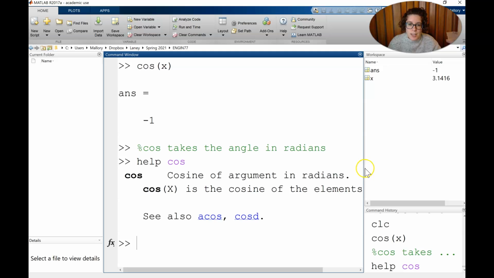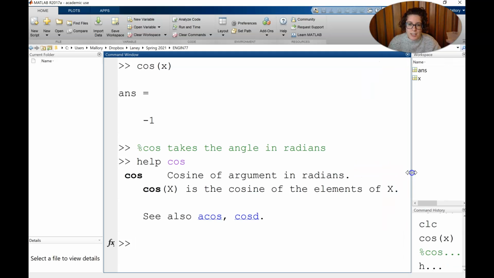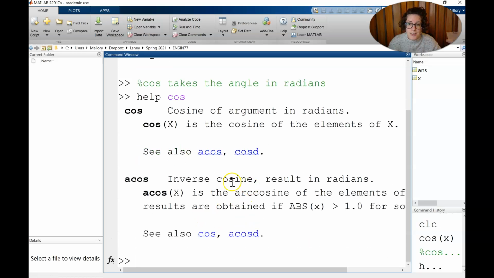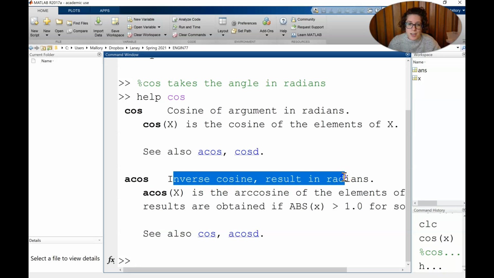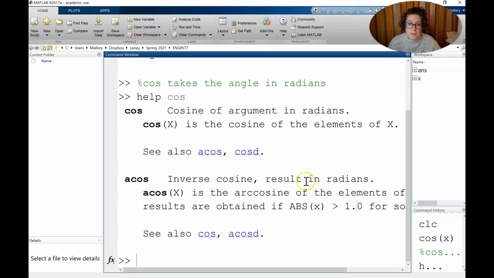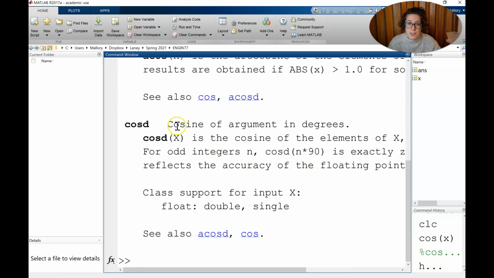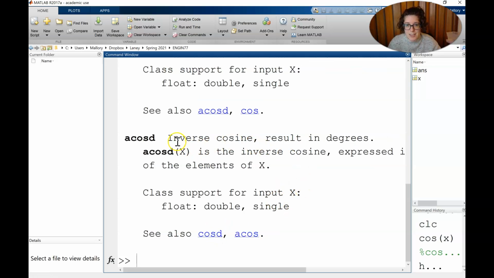And it says cosine of an argument in radians, and cosine of x is the cosine of the elements of x. And then it says see also acos and cosd. So acos, if I click on this, is the inverse cosine, where our result is in radians. Cosd, I'm just clicking here, is the cosine of an argument in degrees. And acosd is the inverse cosine where our result is in degrees.